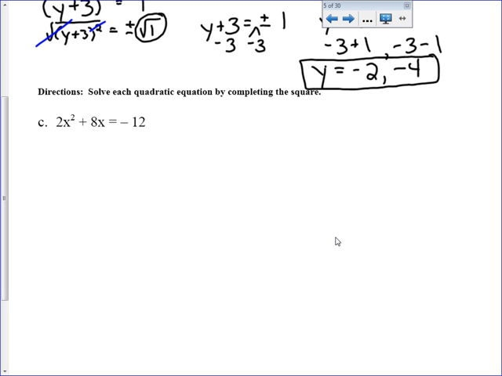So solve each quadratic equation by completing the square. Now the directions. Who reads the general directions on their drill every day? I tried to. The general directions. Well, let me read them to you now so that we know for next time. Oh, actually, I read mine.